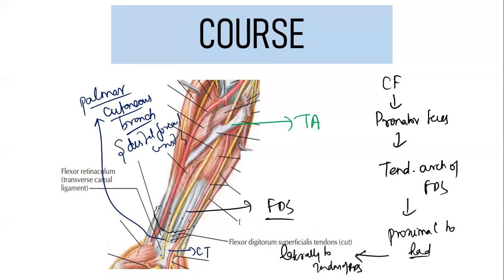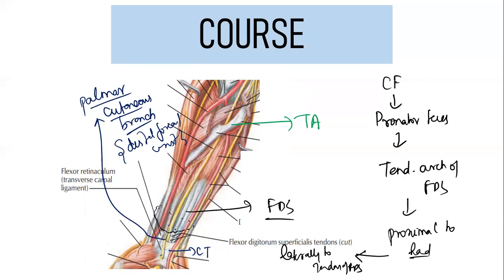So it goes superficially to the carpal tunnel. Can you appreciate it? Goes superficially to the carpal tunnel. Whereas the normal nerve goes deeper into the carpal tunnel. So after the tendinous arch, lateral to the tendon of the FDS, at the wrist level, it is going to give rise to a palmar cutaneous branch that goes superficially along the carpal tunnel.